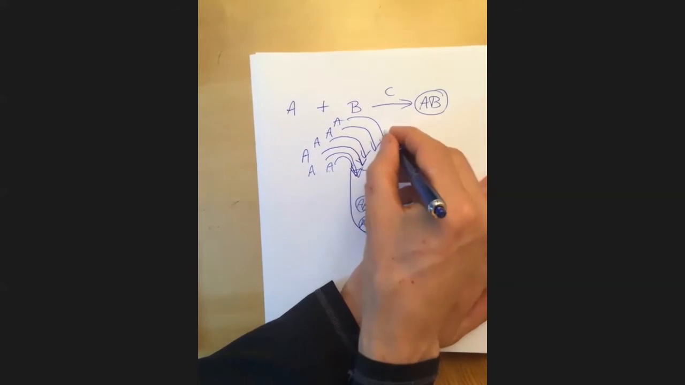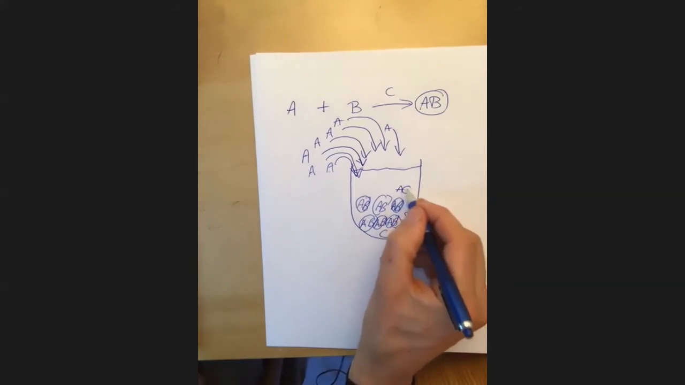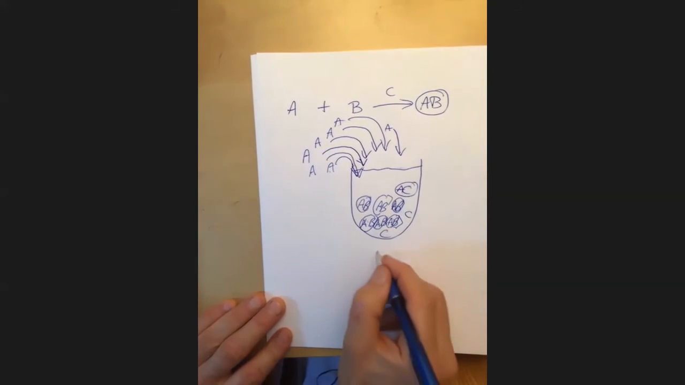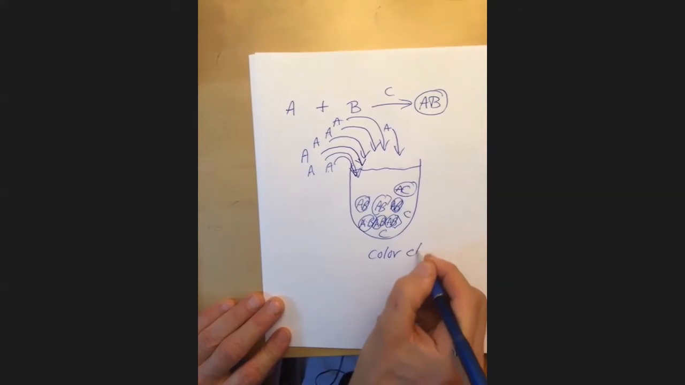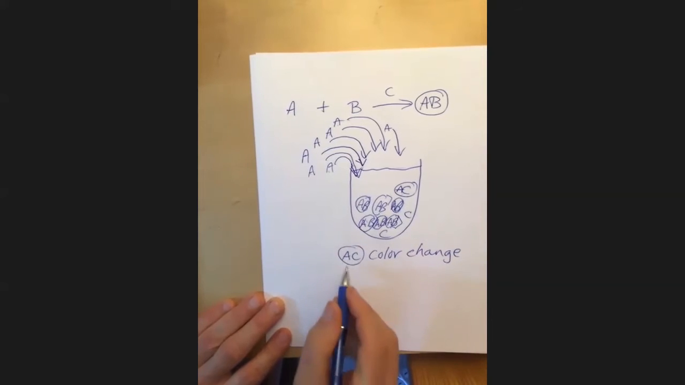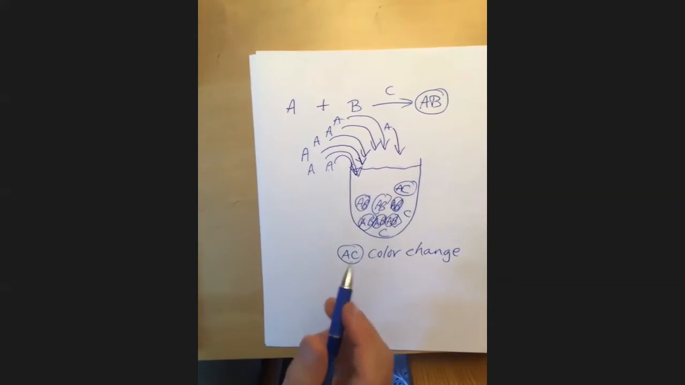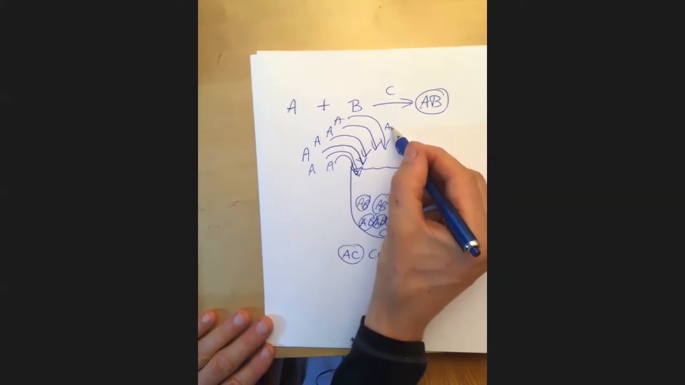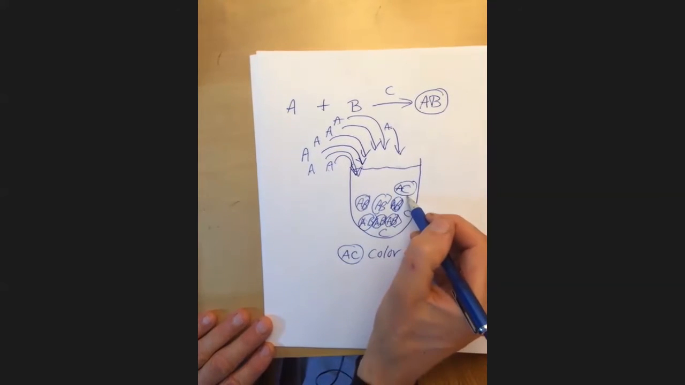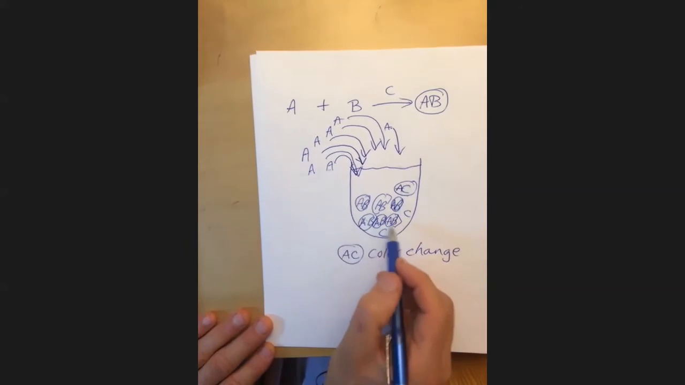The next A that I put in is going to react with a C, and I'm going to get a color change. As soon as my AC forms, I get a color change. And so I know, oh, if I put in 7, I get the color change. 6 must have been how many B's that I had present.